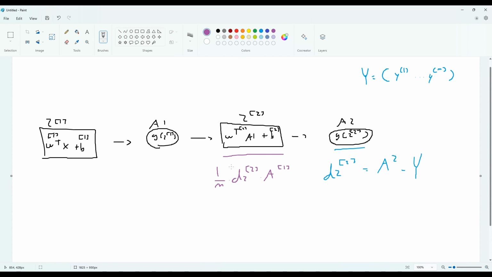And then the derivative of our b2 is obviously, I forgot to say derivative of w2 here. So the derivative of our b2 is just going to be 1 over m times the summation, the sum of all of our derivative of z's.